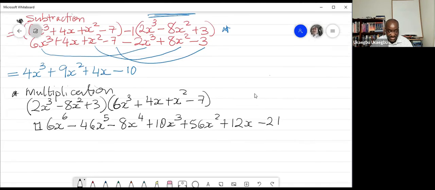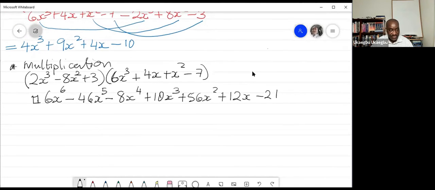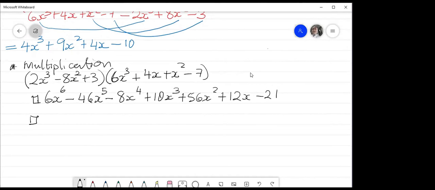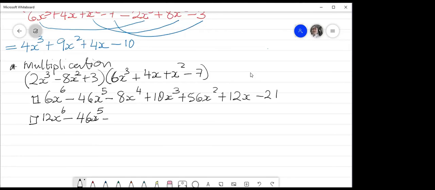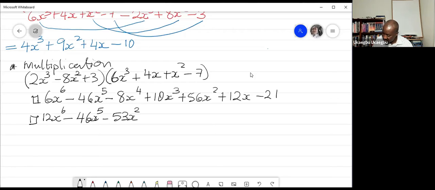One more person, another solution, so that we can compare. Yeah, I'll go. Okay, please go. I got 12x to the sixth power minus 46x to the fifth power minus 53x to the second power plus 12x minus 21. 53 or 56? 53.